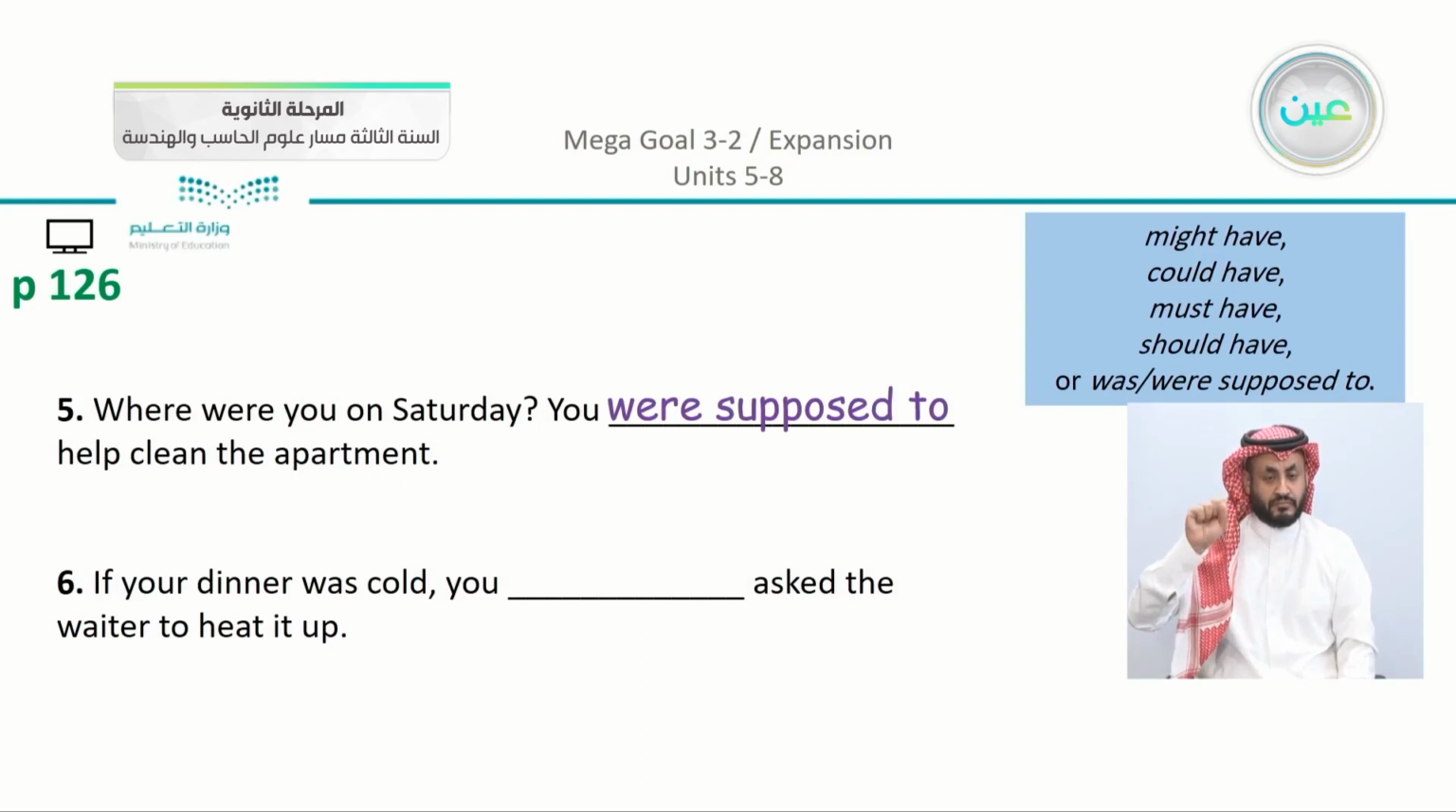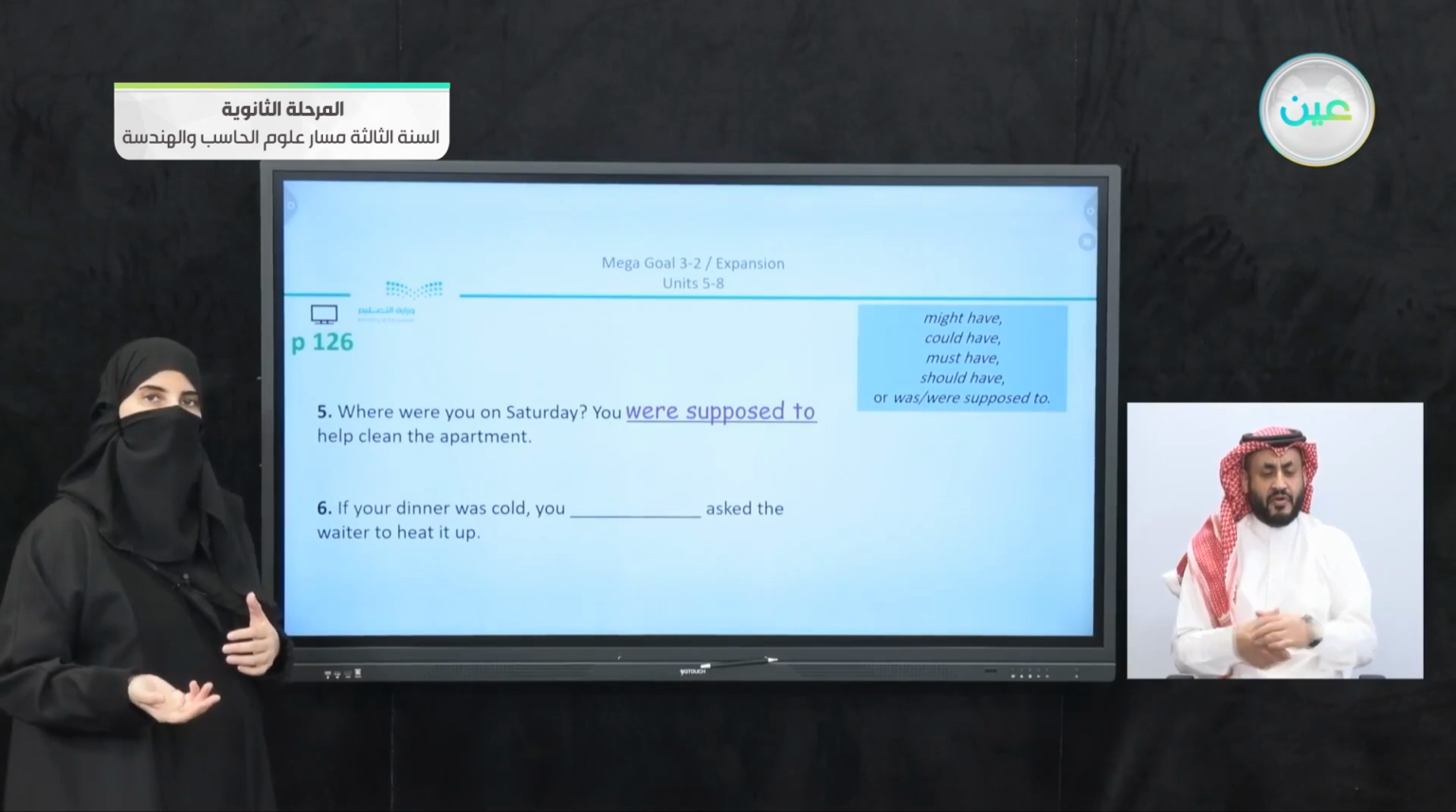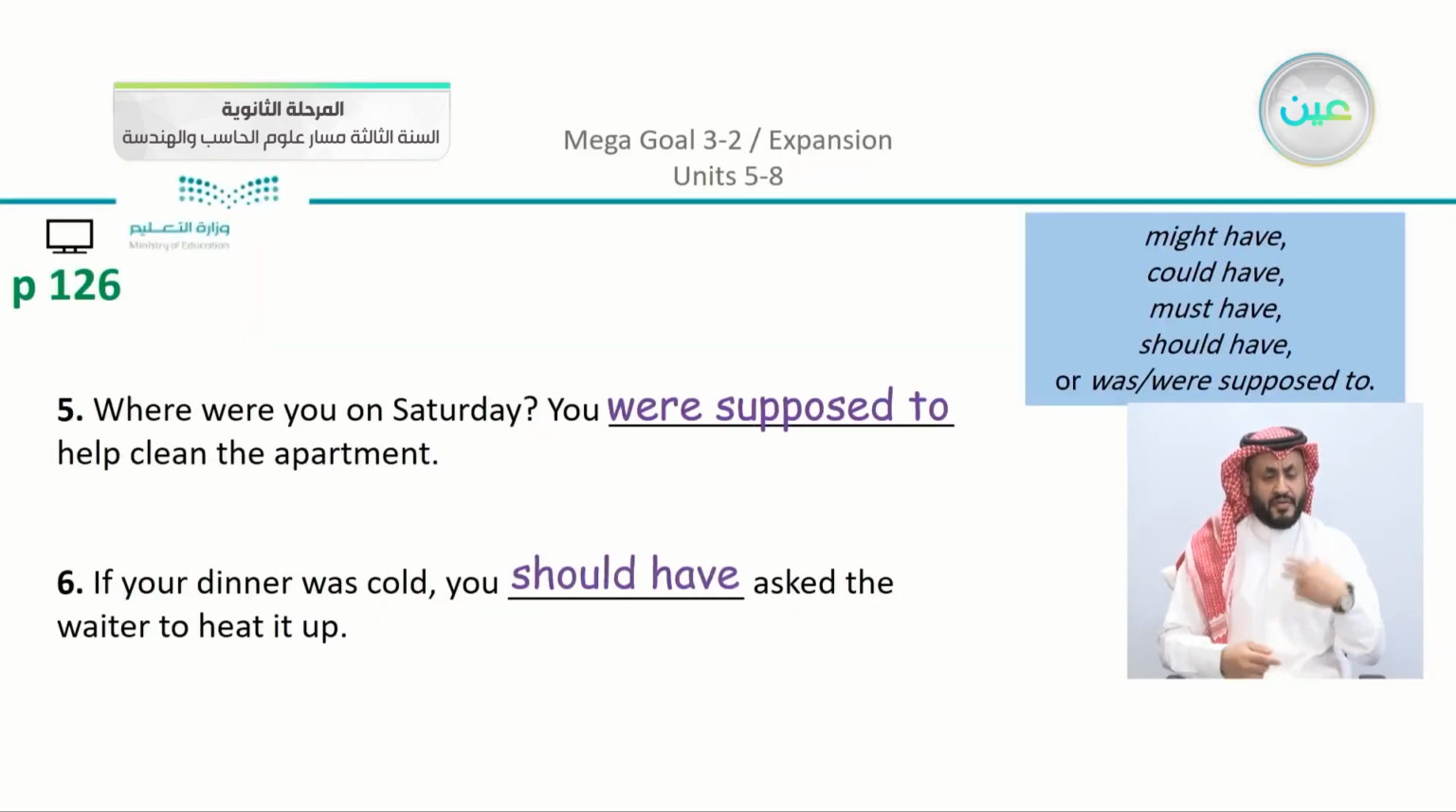Number 6, if your dinner was cold, you blank ask the waiter to heat it up. So if you have something cold, there was a chance for you to ask the waiter to heat it. So we can say, for example, here that you should have asked, or we can say you could have asked the waiter.